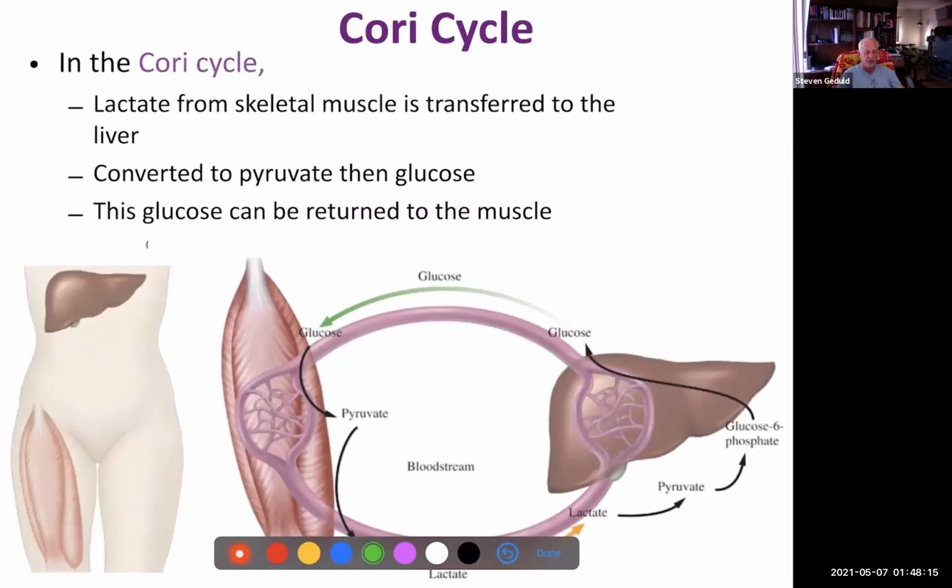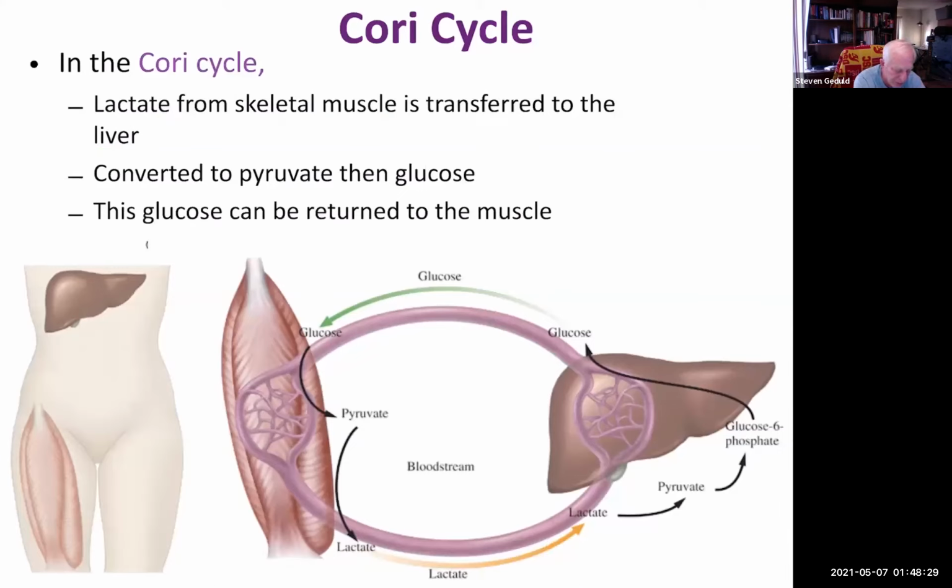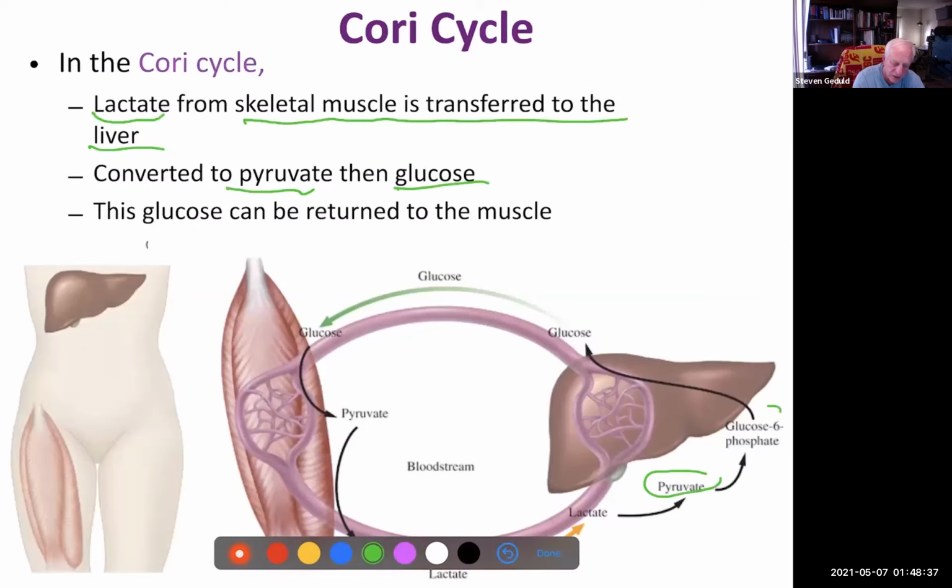We're talking about the Cori cycle. In the Cori cycle, lactate, remember the lactate cycle, from skeletal muscles is transferred to the liver, converted to pyruvate, then to glucose. Here's your muscle cells. Muscle cells produce lactate. Lactate goes back to the liver. The liver breaks it down to pyruvate, glucose 6-phosphate, and forms glucose. So in times of high ATP levels, or during starvation when you're between meals, the lactate from the muscle cells goes back and produces glucose.